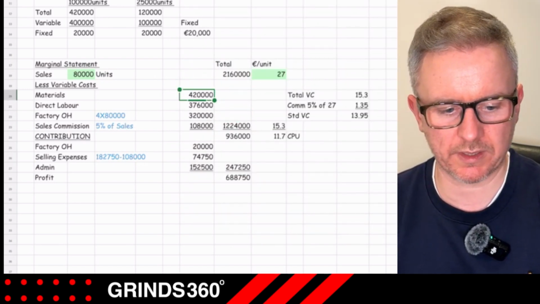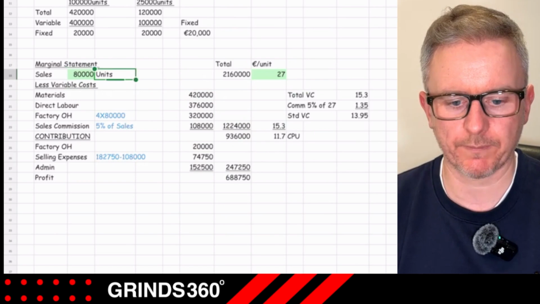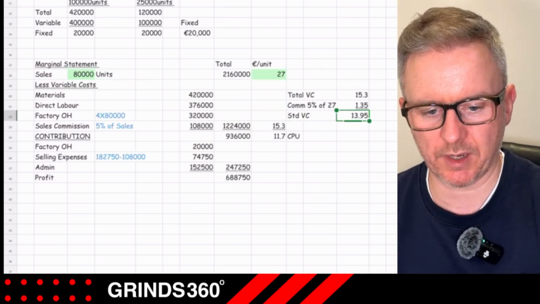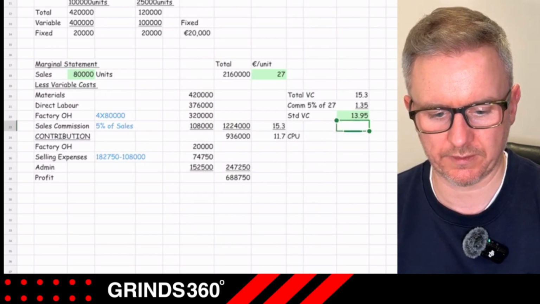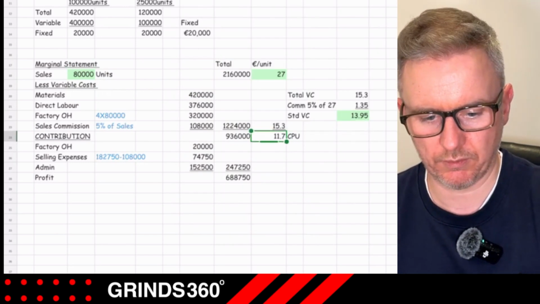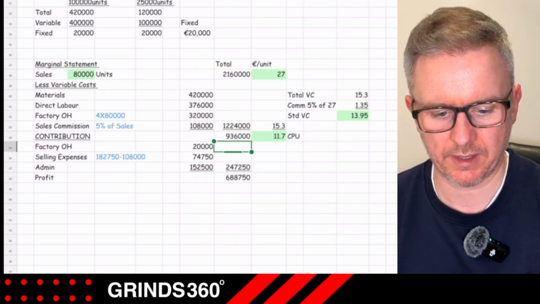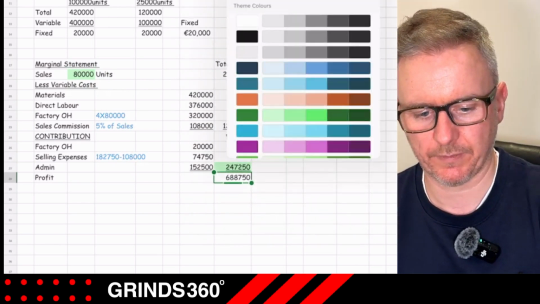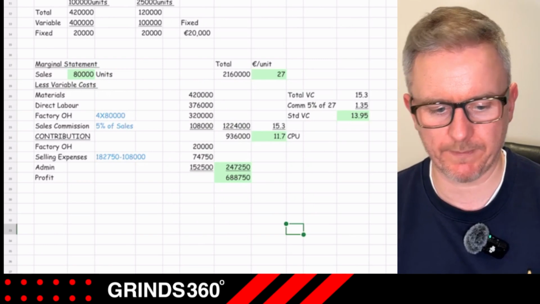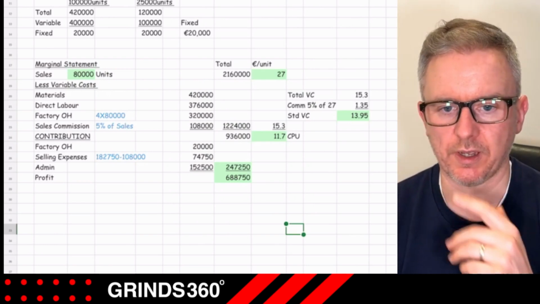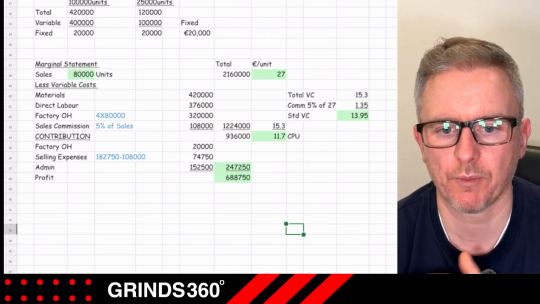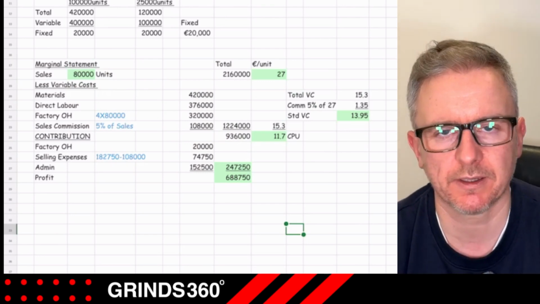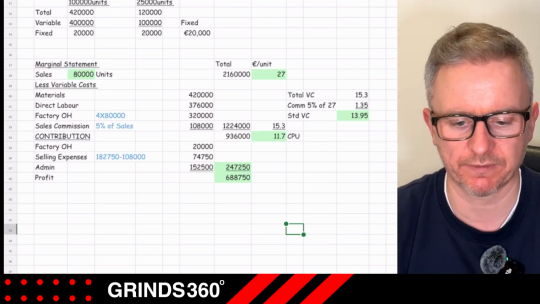So we are going to use that 80,000, so we highlight it. We're going to use the €27, so we highlight it. The standard variable cost, we're going to use that a lot, highlight it, okay? CPU, we're definitely going to use it, highlight it. The fixed costs, highlight them, and then the profit, we're going to highlight that as well, okay? So there's going to be 6 things you're going to highlight every single time that you do a marginal statement, okay? That's really important. Make sure you highlight them, get used to highlighting them, and you'll absolutely fly this question.